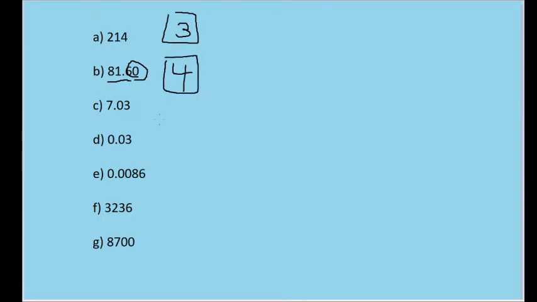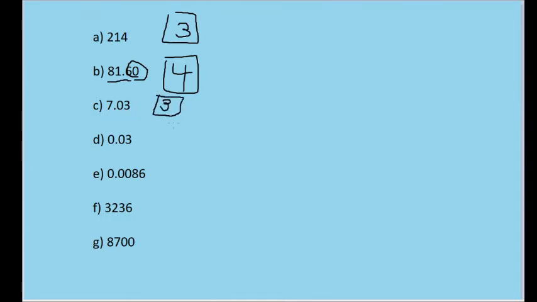For 7.03, we have a 0 in between a 7 and a 3. When we have a 0 between two significant digits, we can assume that the zero in between will be significant as well, because it's implied that the 0 is part of the measurement, and is precise in its meaning. So we have three significant digits here.